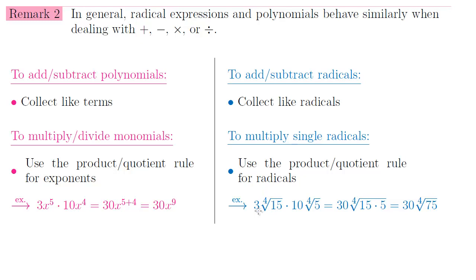For example, 3 fourth roots of 15 times 10 fourth roots of 5, you're going to multiply these coefficients just like you would with polynomials to get 30. And then you're going to use your product rule for radicals to multiply the fourth root of 15 times the fourth root of 5, which gives you the fourth root of 15 times 5. Remember, you can multiply underneath. And altogether, that's the fourth root of 75. So just like you do with polynomials, multiply the coefficients and then multiply the radicals using the product rule.